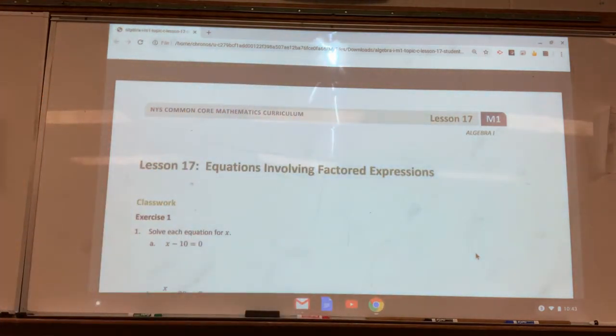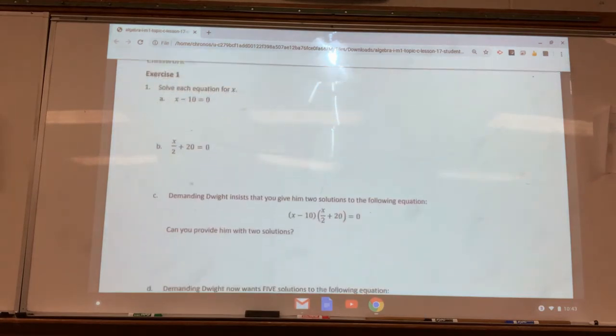Where'd my keypad go? Somebody stole it. I don't like that.